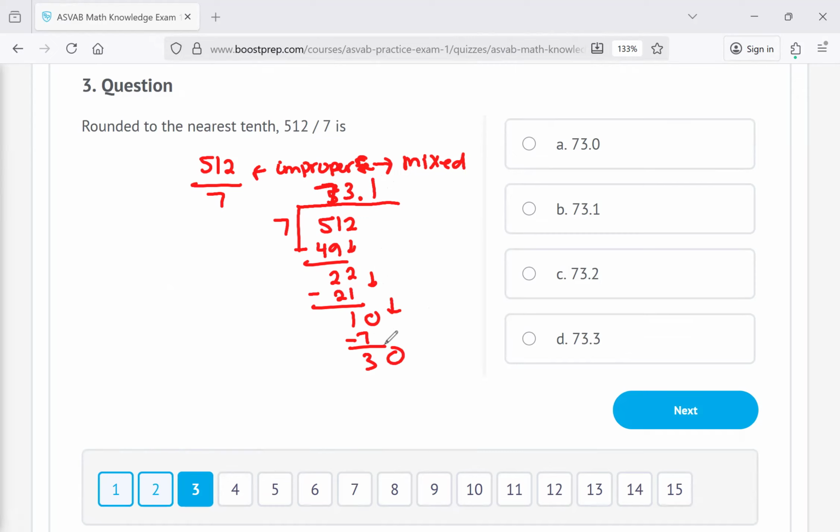How many times does 7 go into 30? About not 5, but maybe 4. We can stop here. Okay, so we have 73.14. The 1 is technically the tens place, but we had to get this 4 because we have to look at the neighbor. If your neighbor is 5 or above, you gotta round. If it's not, you leave it as it is. So it's just going to stay the same as 73.1.